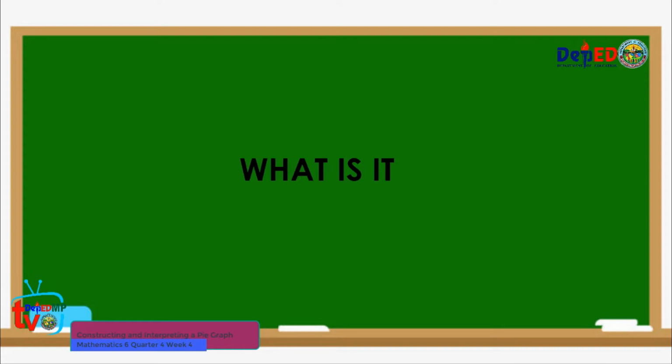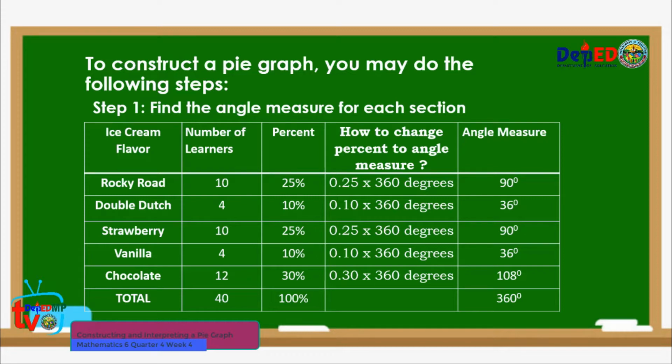In this level, you are going to learn how to construct a pie graph. So to construct a pie graph, you may do the following steps. Step 1. Find the angle measure for each section. So as you can see here at the last column of the data is the angle measure. So to get this angle measure, look at the percent of the Rocky Road. It is 25%. Now you're going to change this 25% to decimals and it becomes 0.25 or 25 hundredths. Then multiply it to 360 degrees and that is equals to 90 degrees.